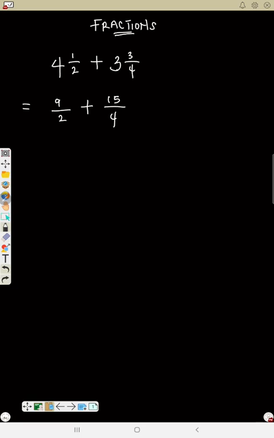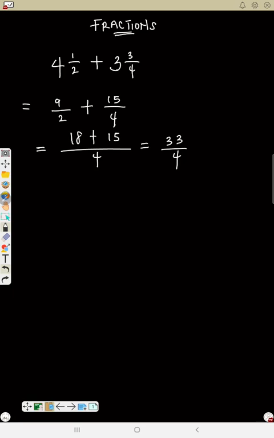I believe you have an idea. Again, 4 times 2 is 8, plus 1, 9 over 2. 3 times 4 is 12, plus 3, 15 over 4. So LCM is what? 4. Now how many 2 can you see in 4? 2. Then 2 times 9, that will be 18, plus how many 4 can you see in 4? 1. 1 times 15, that is 15. Now 18 plus 15, that is 33, divided by 4.